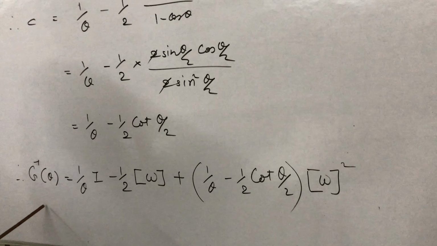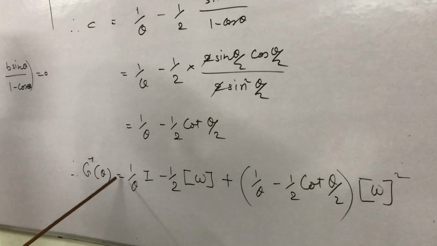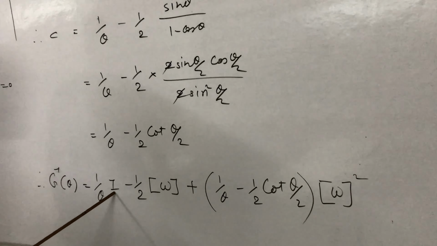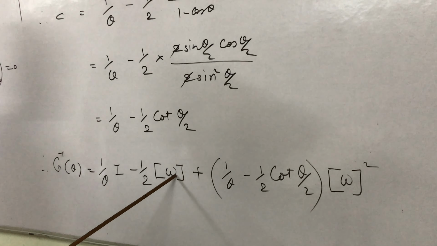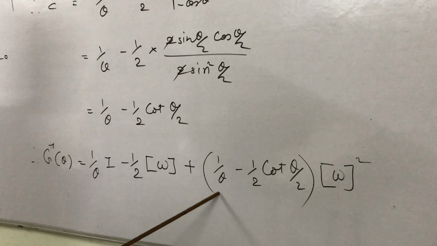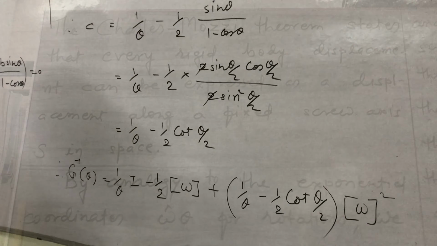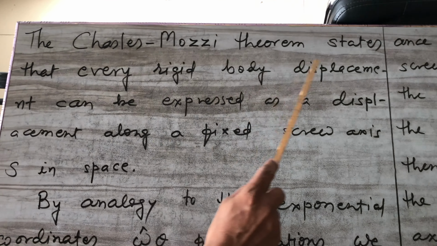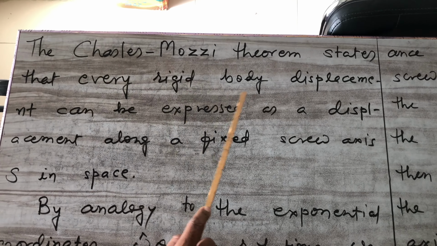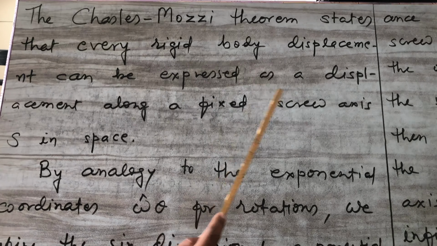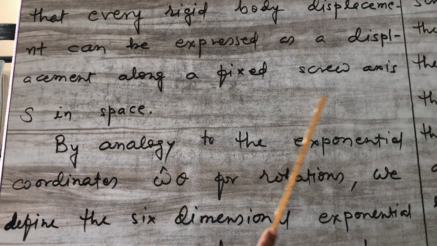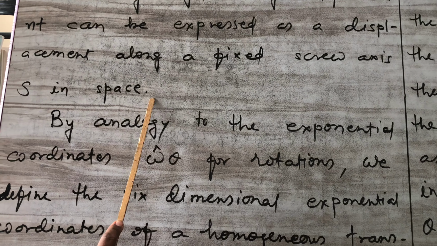So after all, we have got G inverse theta is 1 by theta into I minus half into omega plus 1 by theta minus half cot theta by 2 omega square. That's it. The Chasles-Mozzi theorem states that every rigid body displacement can be expressed as a displacement along a fixed screw axis in space.